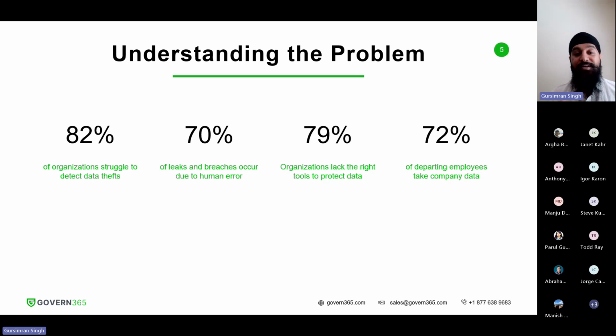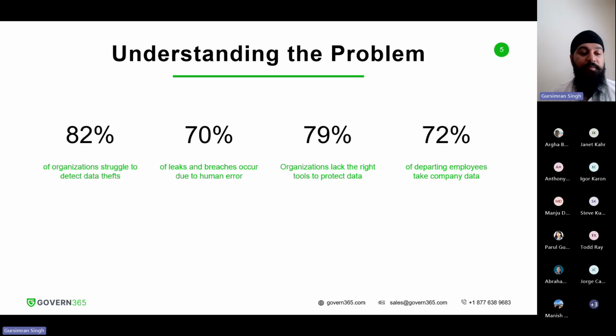79% of organizations lack the right tools. So, we're talking about tools here. We're going to be showing you one tool, actually a couple of tools that can really be a big benefit here. And 72% of departing employees take company data. Now, this is actually a really big one because sometimes you just can't prevent that.